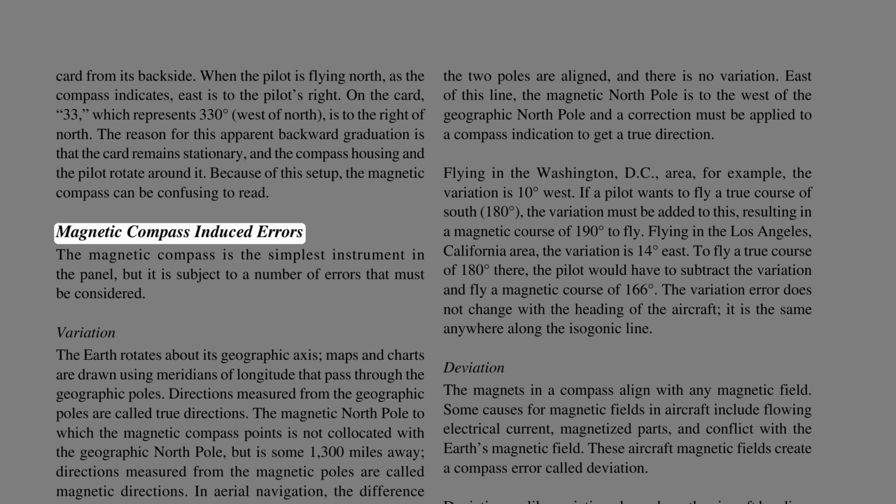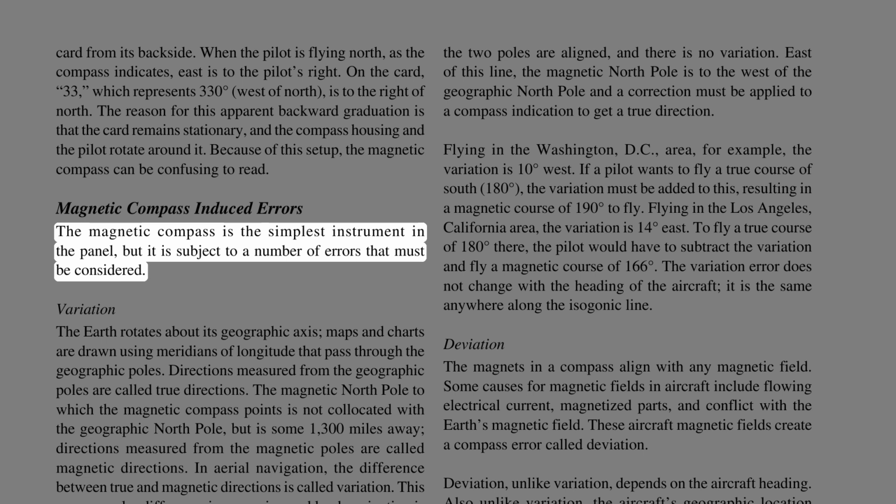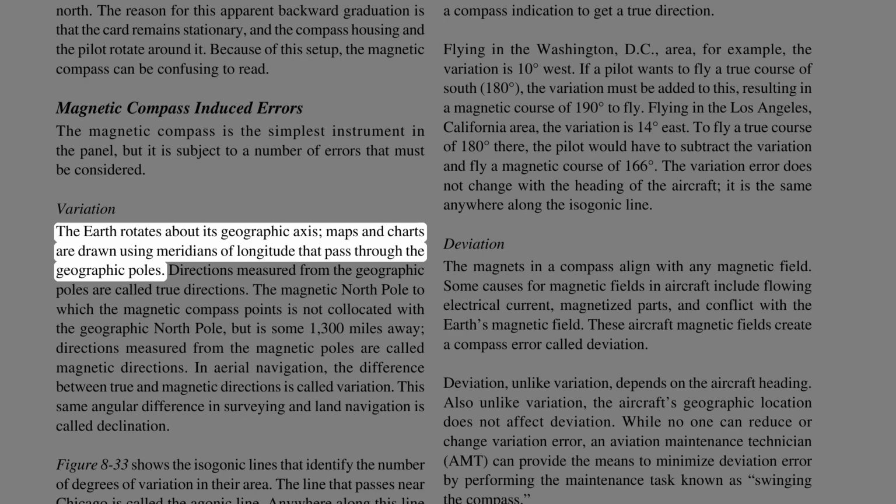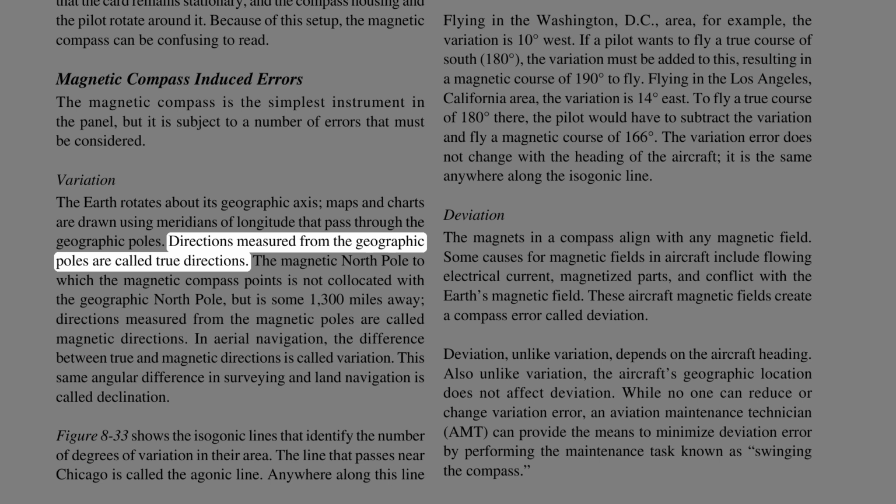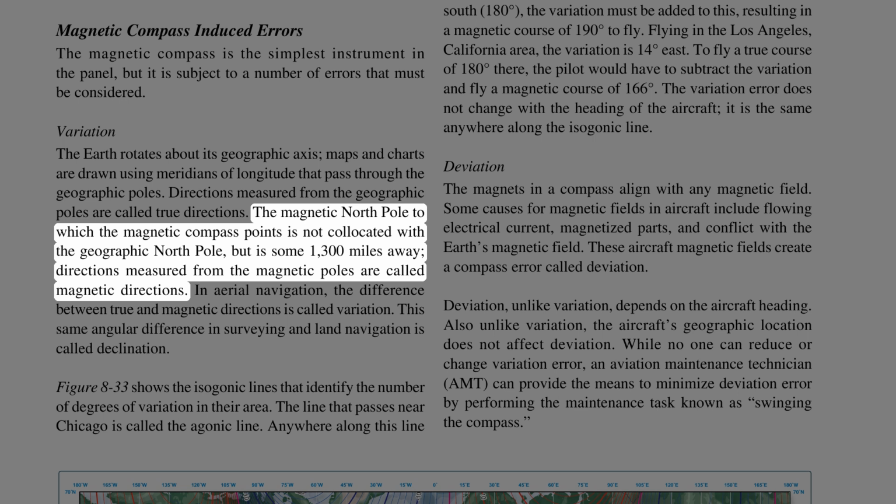Magnetic compass induced errors. The magnetic compass is the simplest instrument in the panel, but it is subject to a number of errors that must be considered. Variation. The Earth rotates about its geographic axis. Maps and charts are drawn using meridians of longitude that pass through the geographic poles. Directions measured from the geographic poles are called true directions. The magnetic North Pole to which the magnetic compass points is not collocated with the geographic North Pole, but is some 1,300 miles away. Directions measured from the magnetic poles are called magnetic directions.